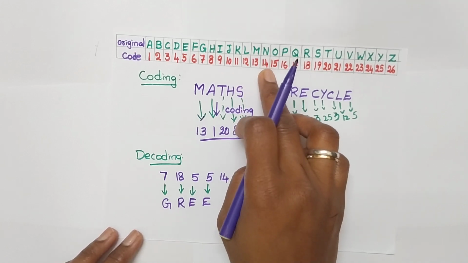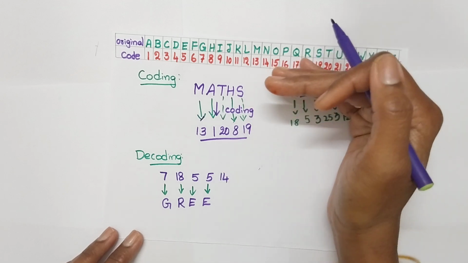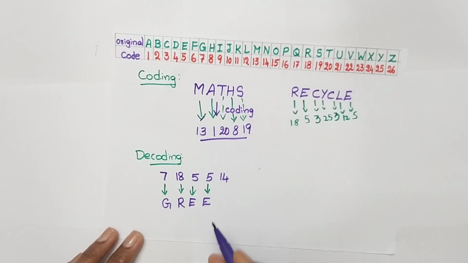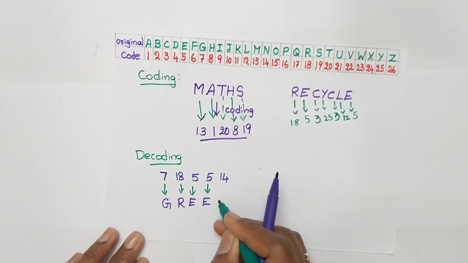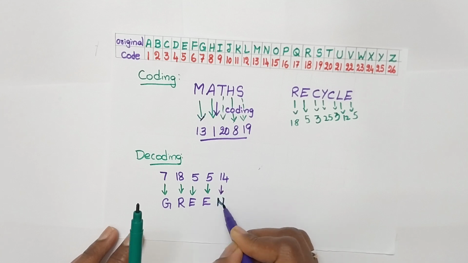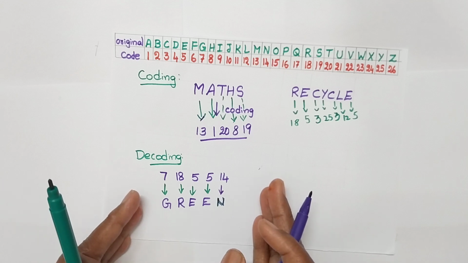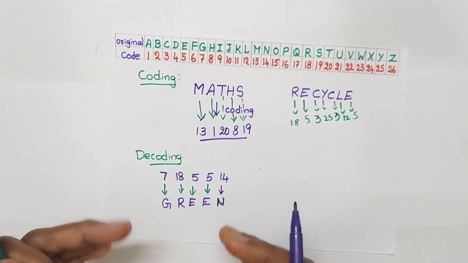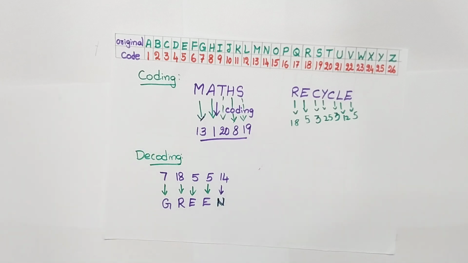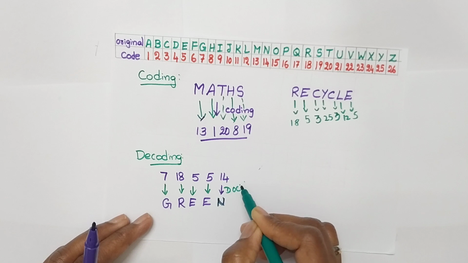The last number is 14. Where is the 14? Here. As we are doing decoding, we have to check the second line and take from the first line. For 14, the letter is N. So as we decoded this message, what did we get? Green. The proper word is green. This is a meaningful word. Now the numbers are decoded and we got the original word. This process is called decoding.